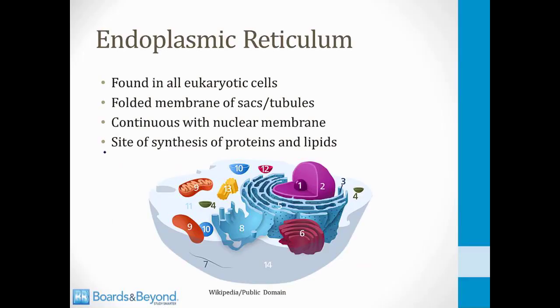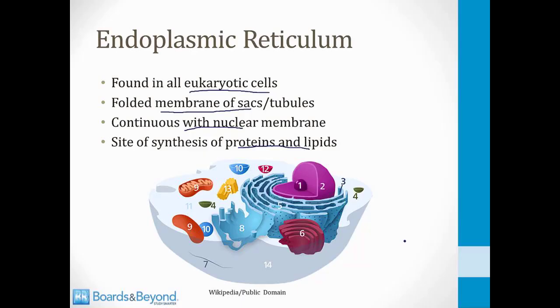Let's start by talking about the endoplasmic reticulum. This is a structure found inside of all eukaryotic cells. It consists of a folded membrane with sacs and tubules that is continuous with the nuclear membrane. It is the site of synthesis of proteins and lipids.